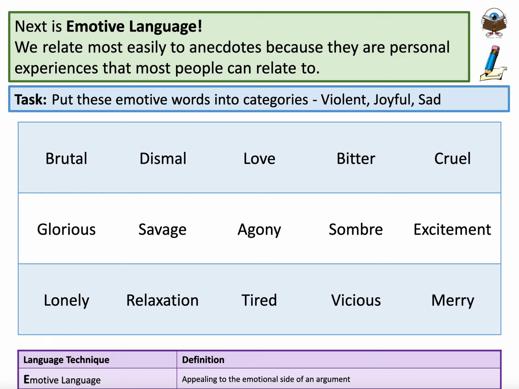Put these emotive words into categories, and your three categories are violent, joyful, and sad. Brutal, dismal, love, bitter, cruel, glorious, savage, agony, sombre, excitement, lonely, relaxation, tired, vicious, and merry. I was trying to put some emotion into that emotive language for you. I hope you noticed.